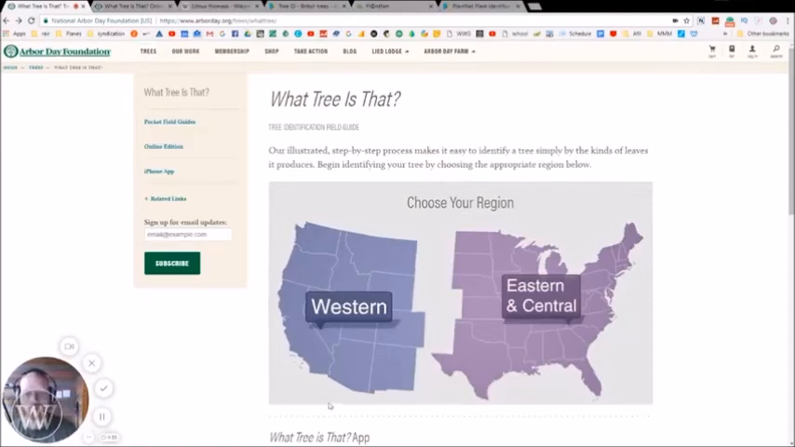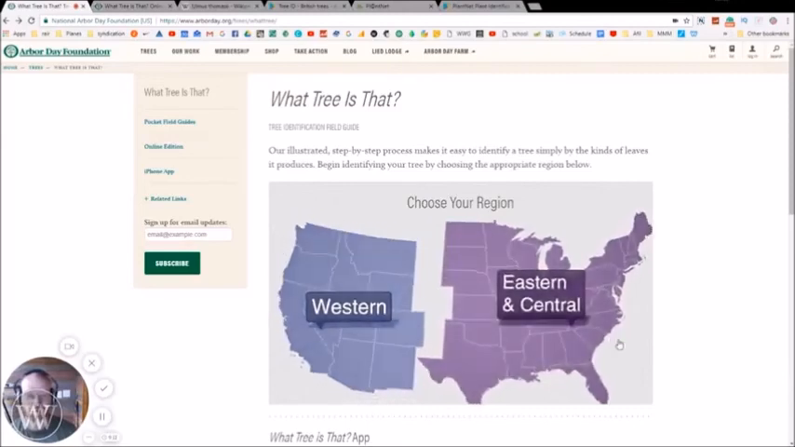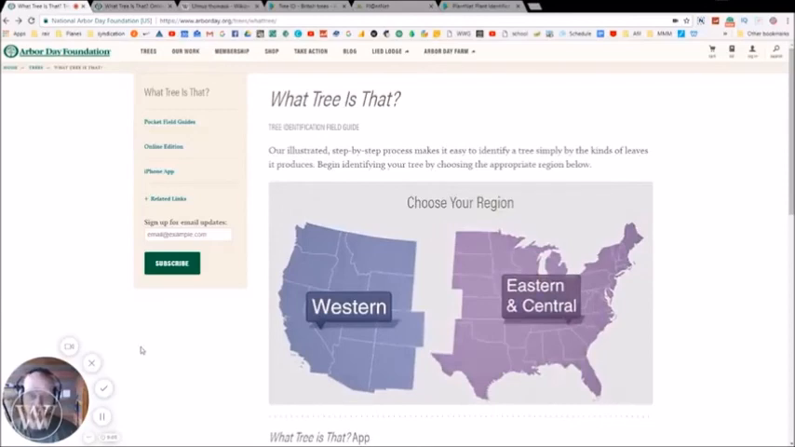This one is very good, particularly if you live in the US or Canada, at finding native trees. It's asking you, are you on the West Coast, are you on the East Coast, and picking from there. If you're not in North America, then this is going to be a little bit more difficult for you, but it's still fairly doable because it does have trees that aren't just in North America, although it is designed for the native trees of North America.